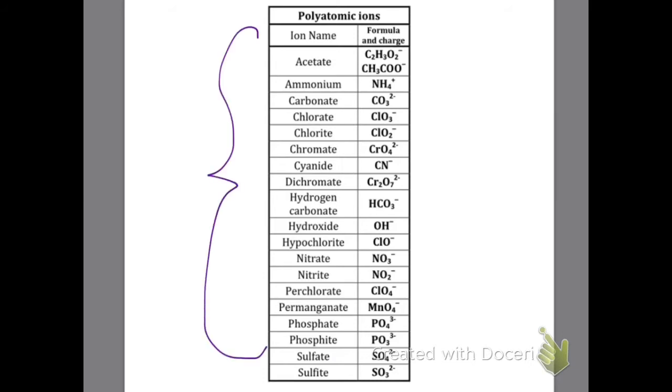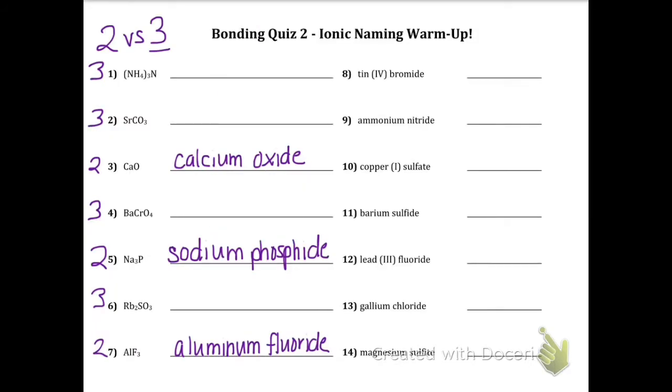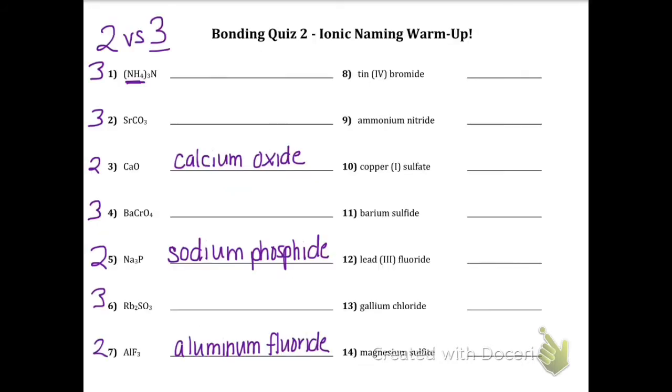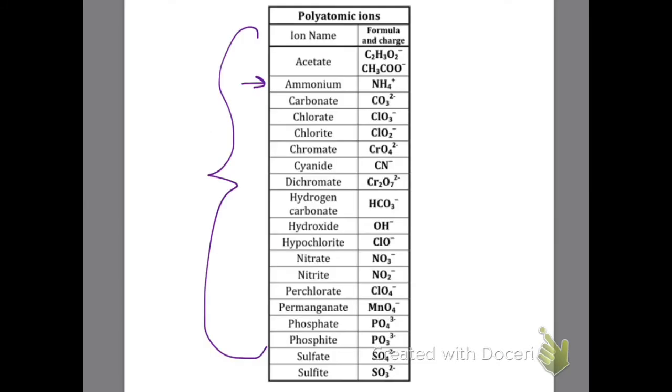Okay, so starting here, this has the parentheses, so that NH4 is ammonium. So I'm going to write ammonium, and it still needs to end in IDE because a polyatomic keeps its name. Right here, this is strontium. That CO3 is over here. That is carbonate.